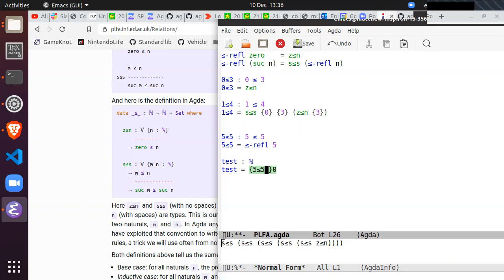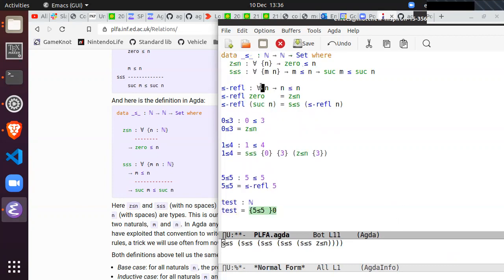So s less than equal to REFL is an inductive proof that all natural numbers are less than equal to themselves. It is actually doing computation. It is actually constructing the proof term. And that means that you can run proofs in exactly the same way as you can run addition.